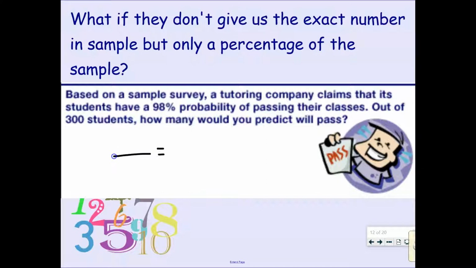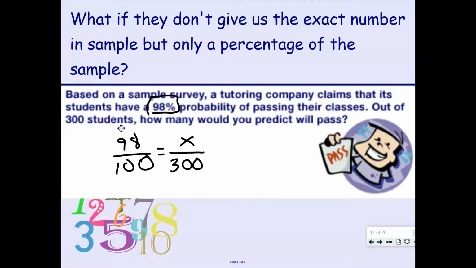All right, we're still going to use a proportion here. And we're going to look at our entire population of students is 300, and we want to know how many out of that population would be expected to pass. And 48% is actually our sample. And percent means per 100. So that's actually 98 over 100, like that.